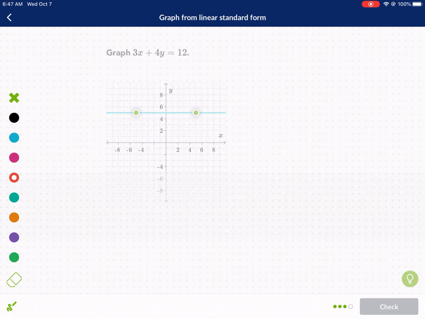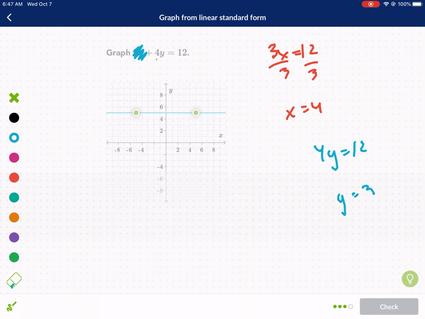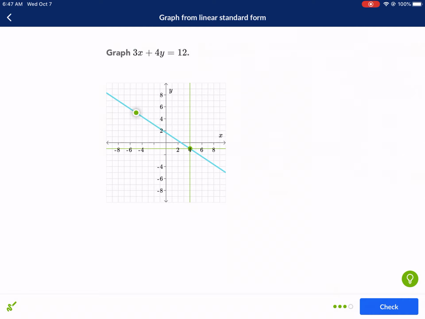okay, let's cover up the y. For the x-intercept, we have 3x equals 12, divided by 3, x equals 4. Okay, let me erase this. For the y-intercept, we're going to cover up the x. Plug in 0, 4y equals 12. We get y equals 3. So x equals 4, y equals 3, and there you go.